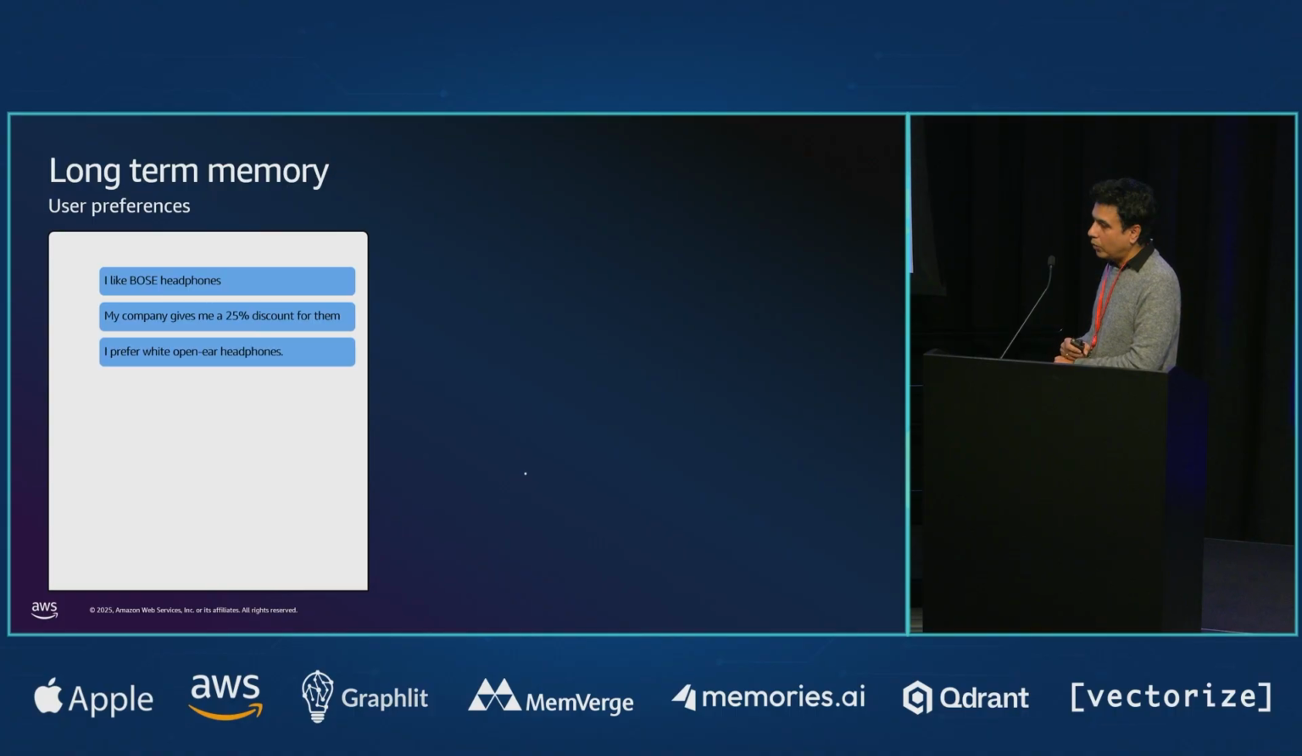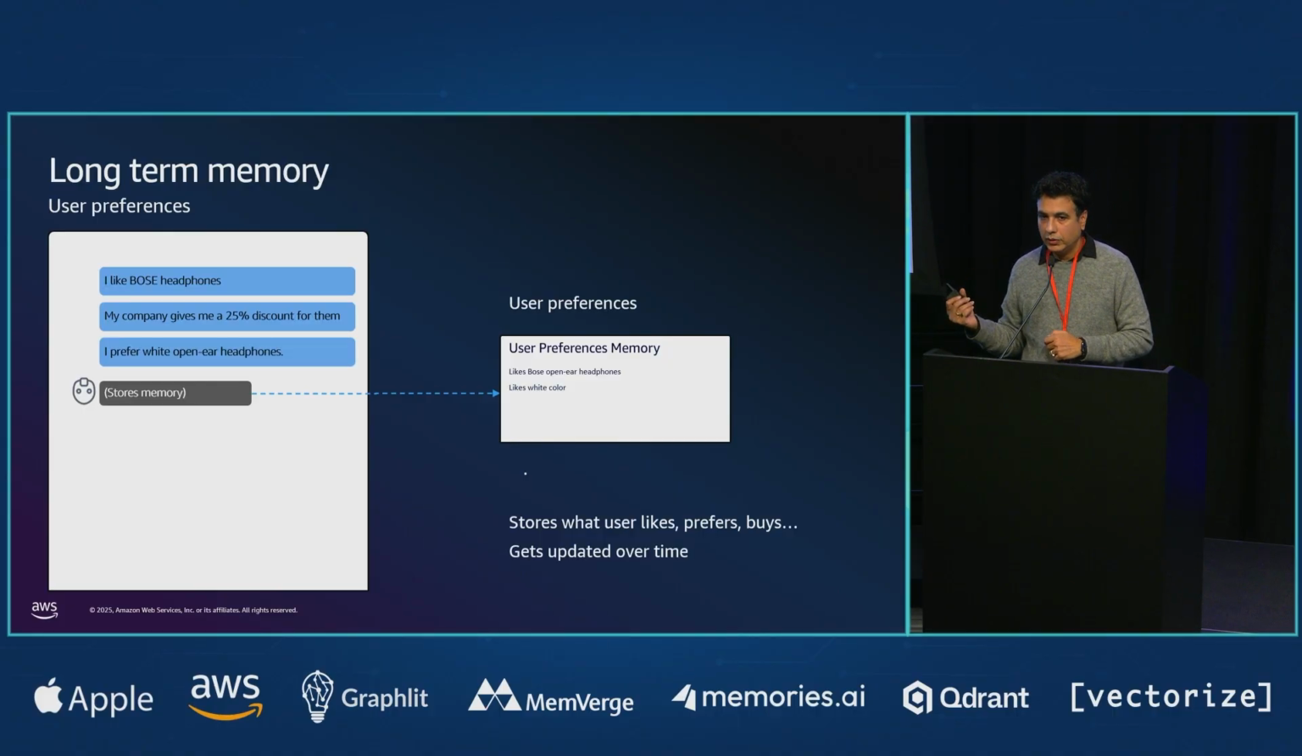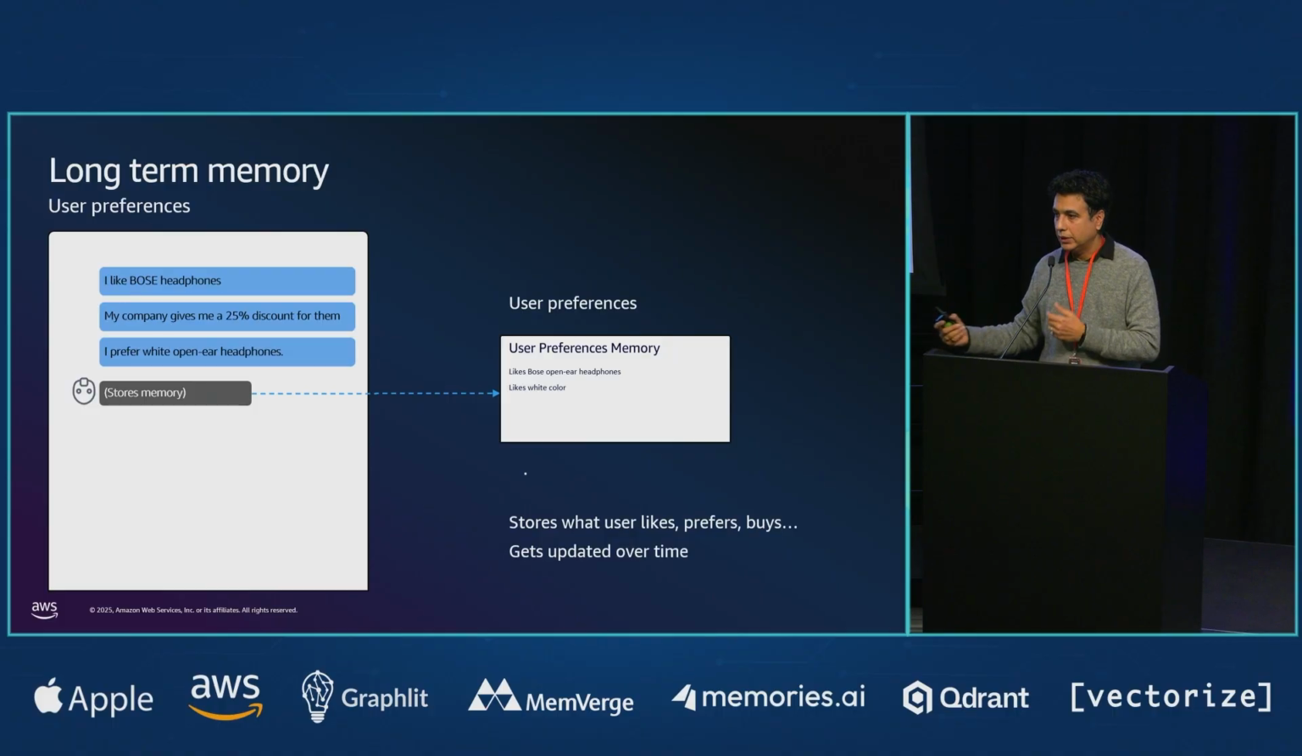Okay, so how about long-term memory? This is an example: I like Bose headphones, my company gives me a 25% discount, and I prefer white open ear headphones. This is something you'd probably say to a retail chat agent. Now, in the short term, the raw messages are there; in the long term, we have these preferences. So it is storing user preferences like Bose open ear headphones and white color. These are the two things that will be stored in the long term.